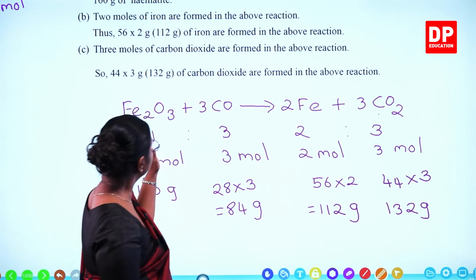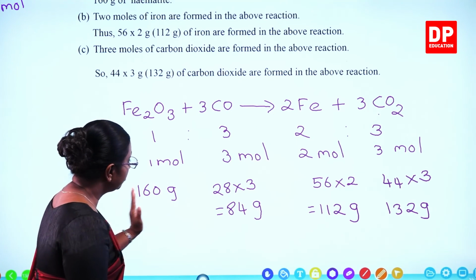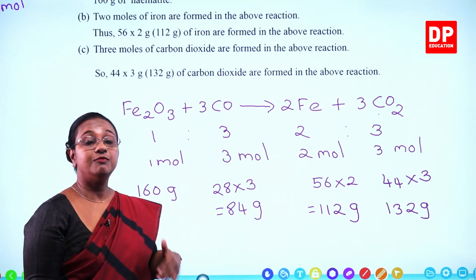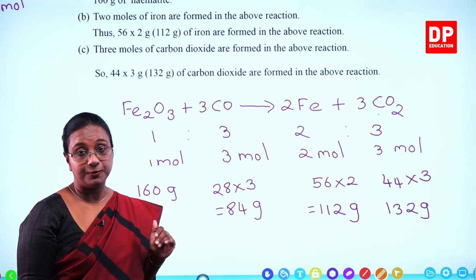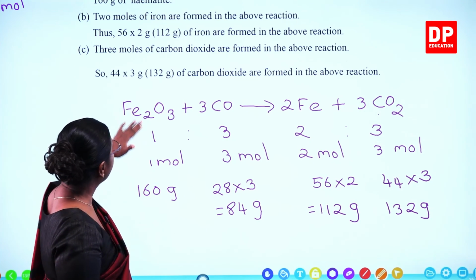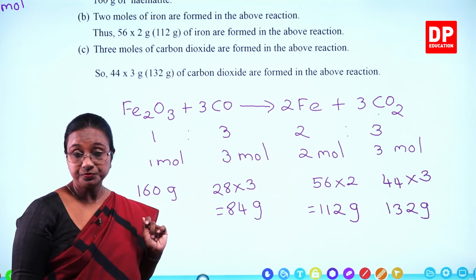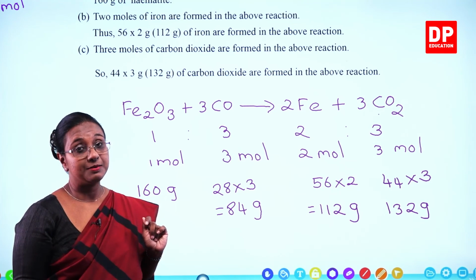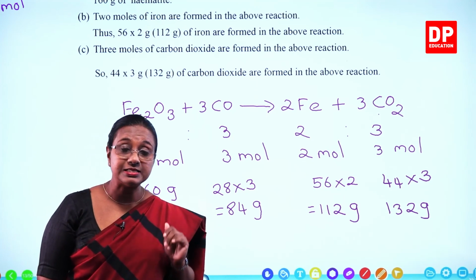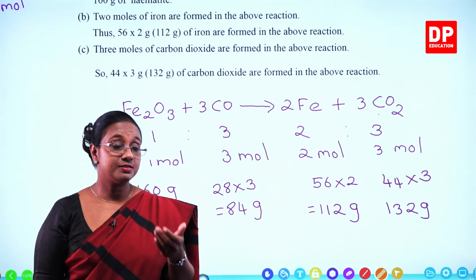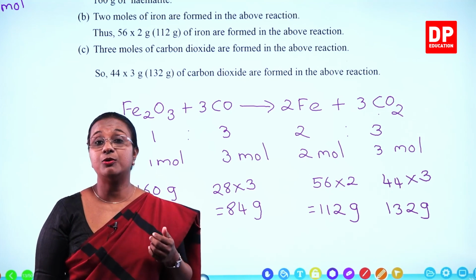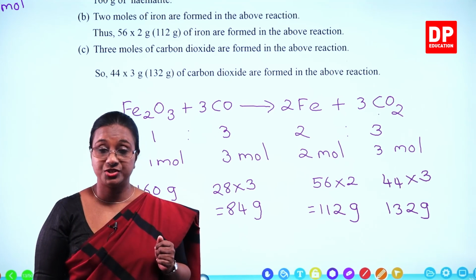So since you know the mole ratio, you know the mass ratio, you can calculate it for any given value. Is that clear to you all? That is the advantage of having a balanced chemical equation. This is very useful in industrial productions, industrial processes, as well as in reactions carried out in the laboratory as well.